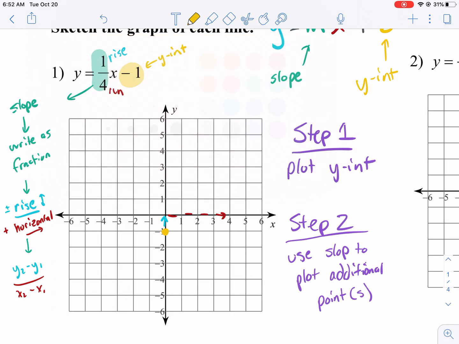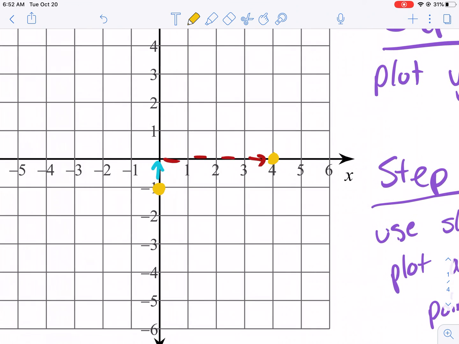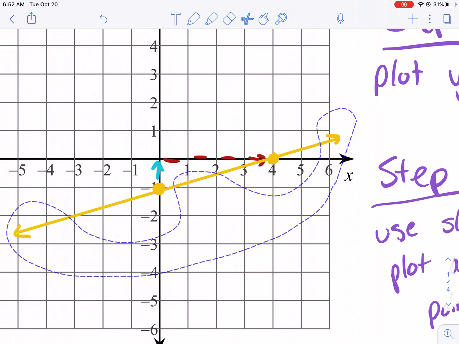And then I'm going to plot this guy. Boom. Now, this is everyone's favorite part. All you got to do, you've been doing it since kindergarten, connect the dots. And you're done. Draw the line through. Okay, draw the line through. Check this out.